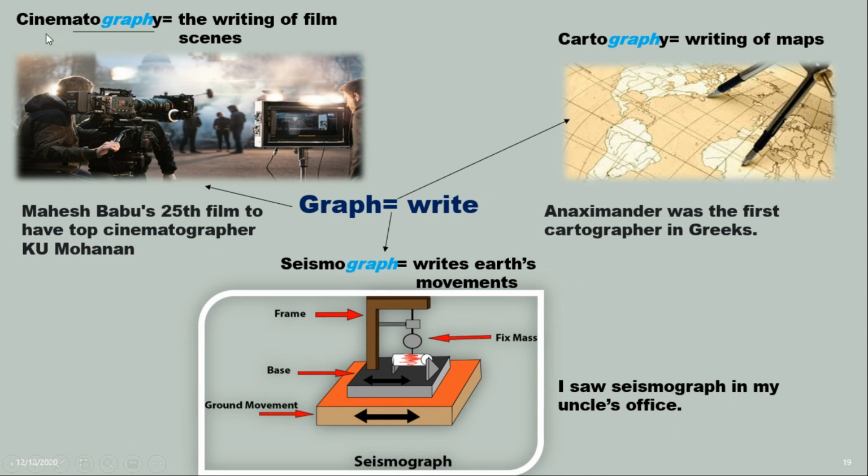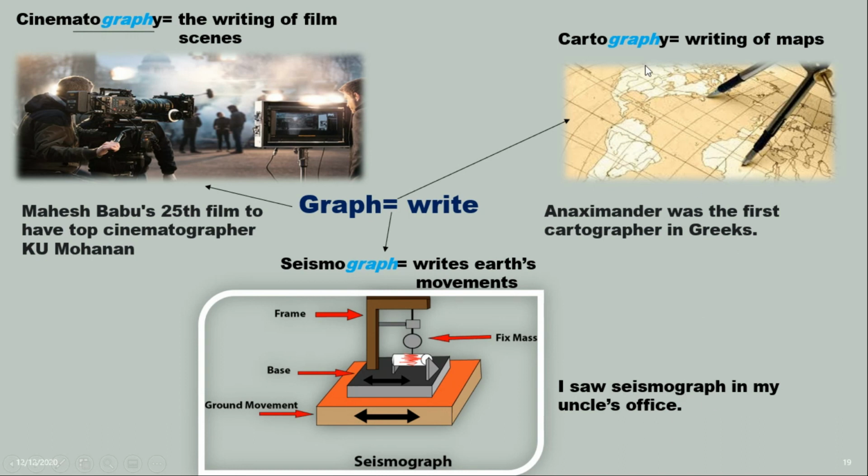Next, look at the word cinematography, the writing of film scenes. For example, Mahesh Babu's 25th film to have top cinematographer K.U. Mohanan. Look at the word cartography, which means writing of maps. Anaximander was the first cartographer in Greece. Next, look at the word seismograph, which means writes Earth's movements. Look at this picture of seismograph. I saw seismograph in my uncle's office.